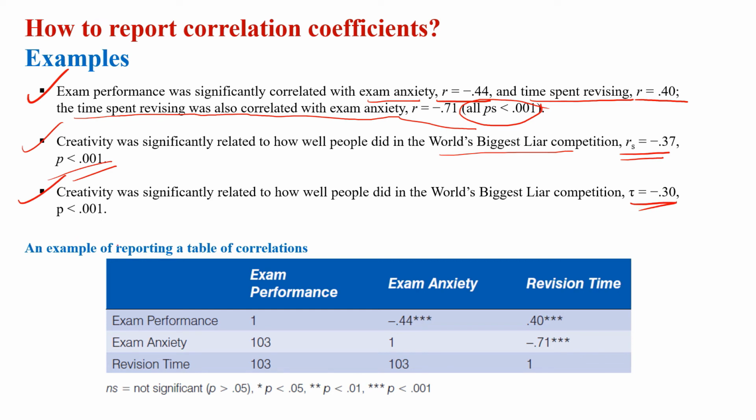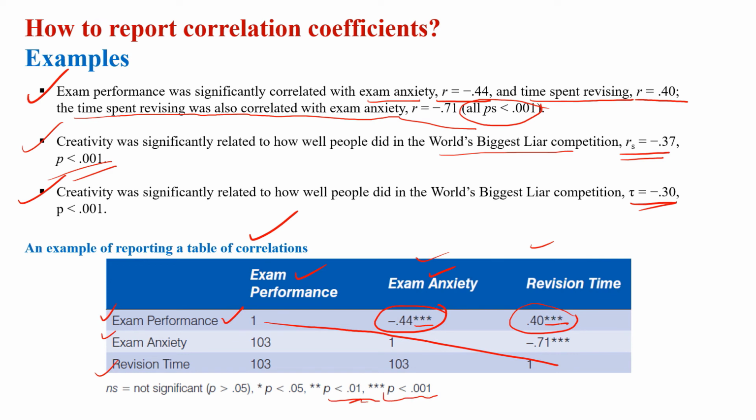If you want to report in a tabular form, how can you do that? We have represented all three variables, and the diagonal values are always equal to 1. We are telling what the correlation value is between the exam performance and the exam anxiety. Similarly, what is the correlation coefficient value between the exam performance and the revision time? Whereas these three stars indicate that the p-values are less than 1%.